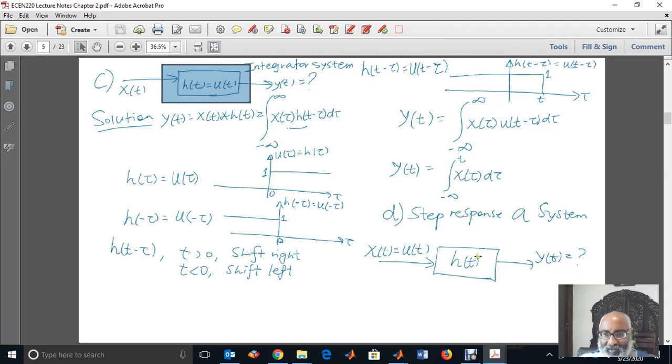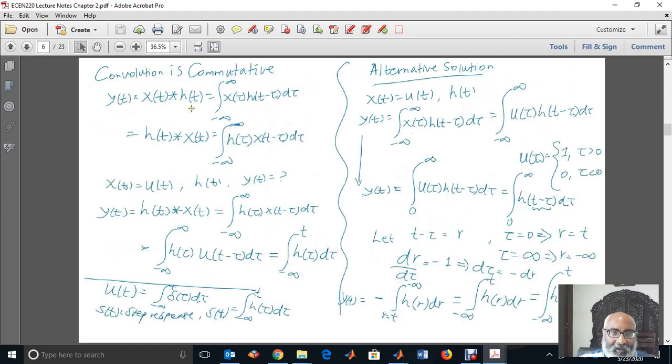All right, what about another example? If I say x of t is equal to u of t, and I have h of t, any system h of t, what should I get here? Let's continue this. Again, using convolution, y of t is x of t convolved with h of t, the integral from minus infinity to infinity of x tau h of t minus tau d tau.